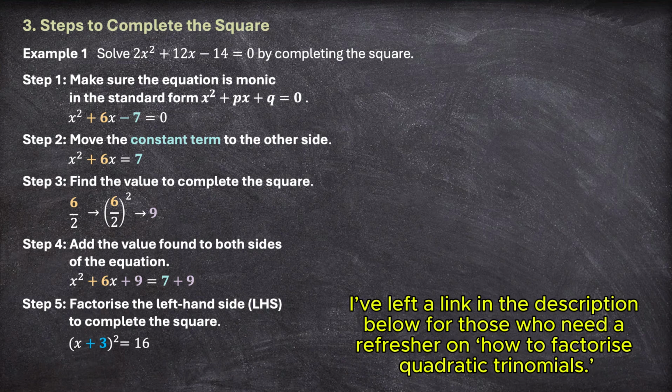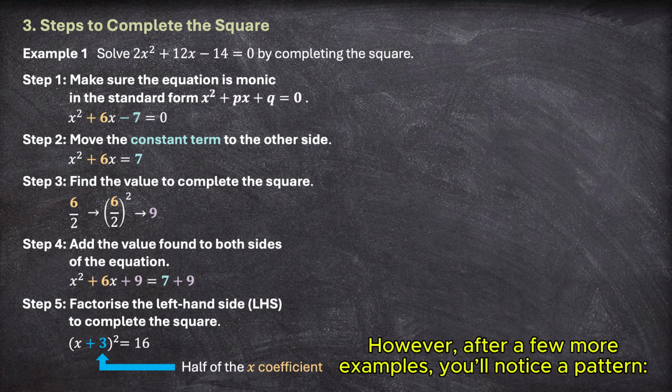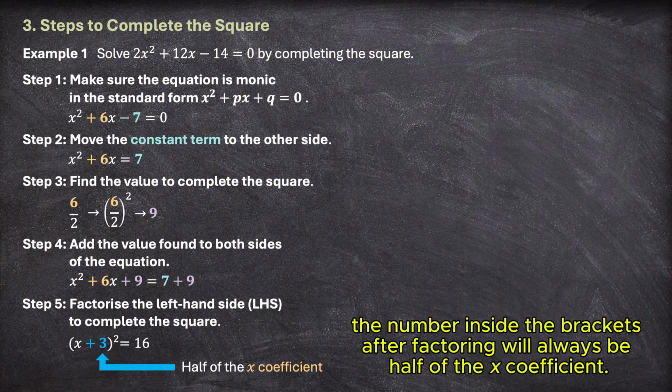I've left a link in the description below for those who need a refresher on how to factorize quadratic trinomials. However, after a few more examples, you'll notice a pattern. The number inside the brackets after factoring will always be half of the x coefficient.